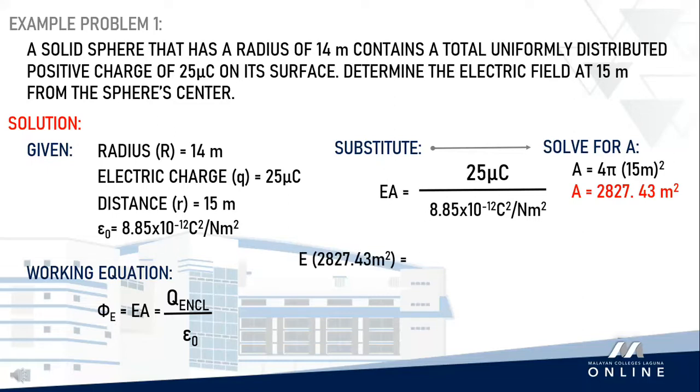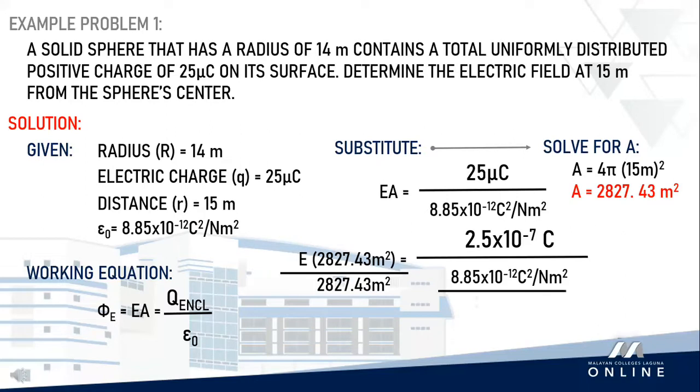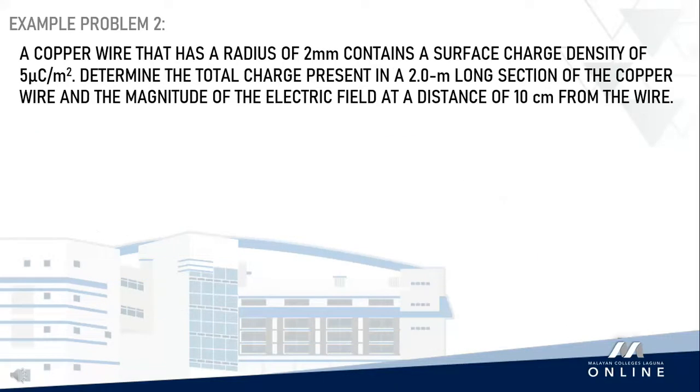Now, let us insert this in our equation. We are interested in finding E, so we will divide our computed value of A to both sides of the equation. You can simply input this in your calculator as it is. Cancel the units, and the final answer would be 999.1 Newton per coulomb. And that is the electric field through that spherical Gaussian surface. Let us take a look in the next problem.